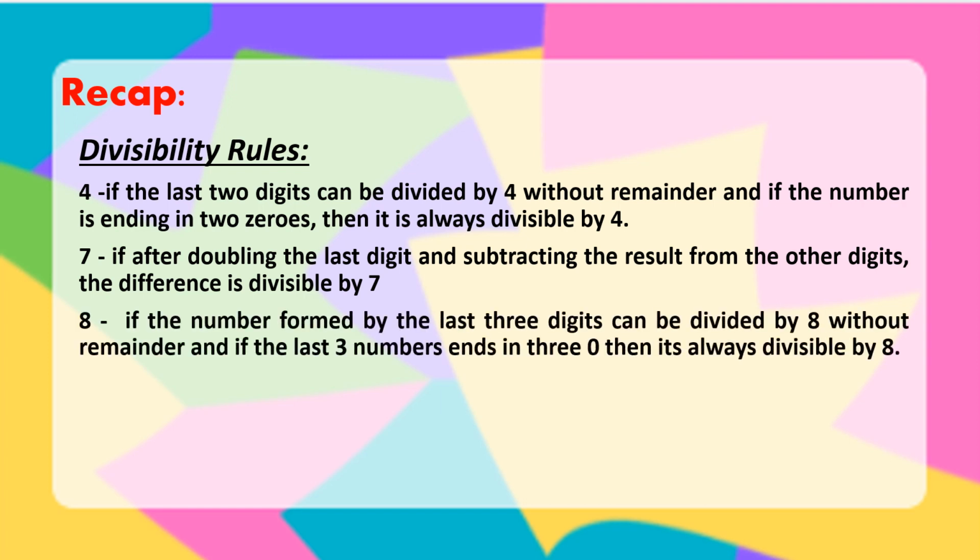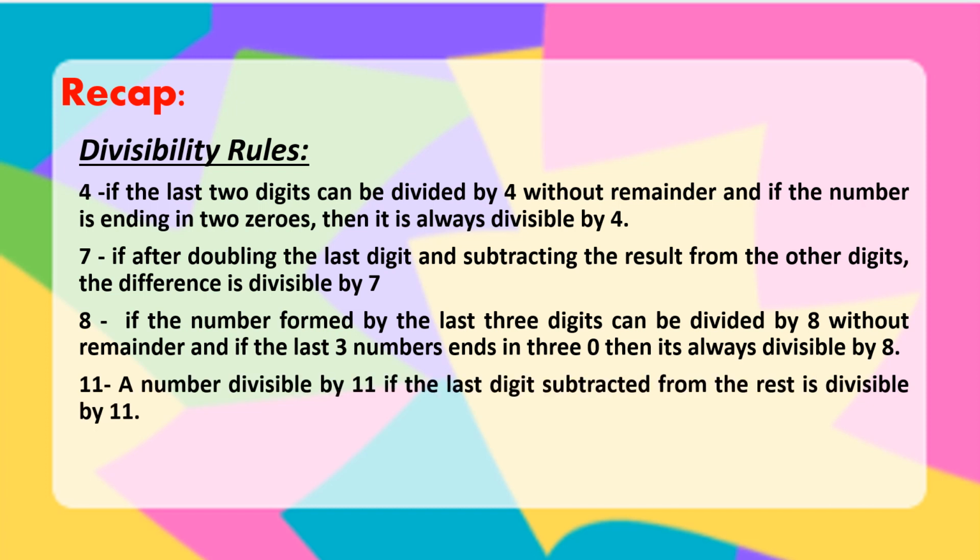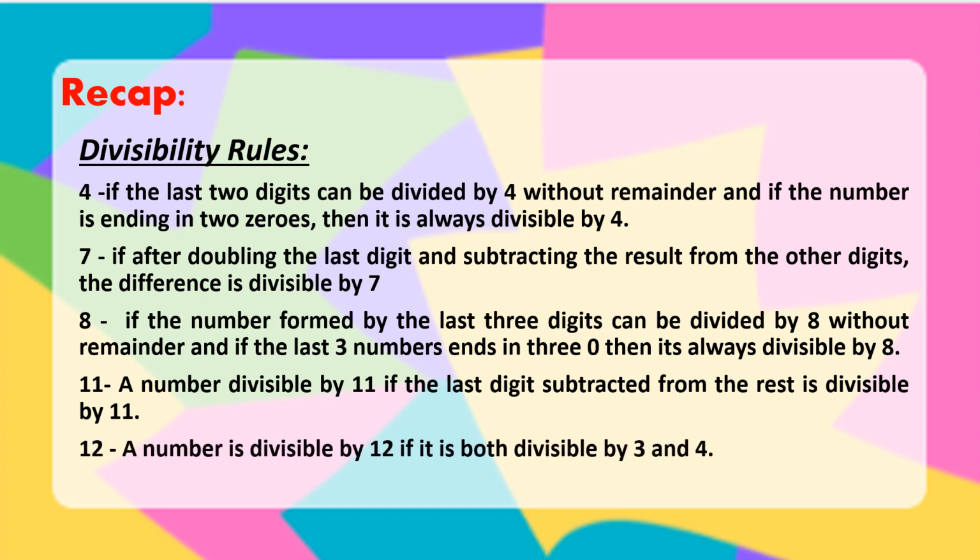Next is divisibility by 8. If the number formed by the last 3 digits can be divided by 8 without remainder, and if the last 3 digits end in 3 zeros, then it's always divisible by 8. Next is divisibility by 11. A number is divisible by 11 if the last digit subtracted from the rest is divisible by 11. Another one is divisibility by 12. A number is divisible by 12 if it is both divisible by 3 and 4.